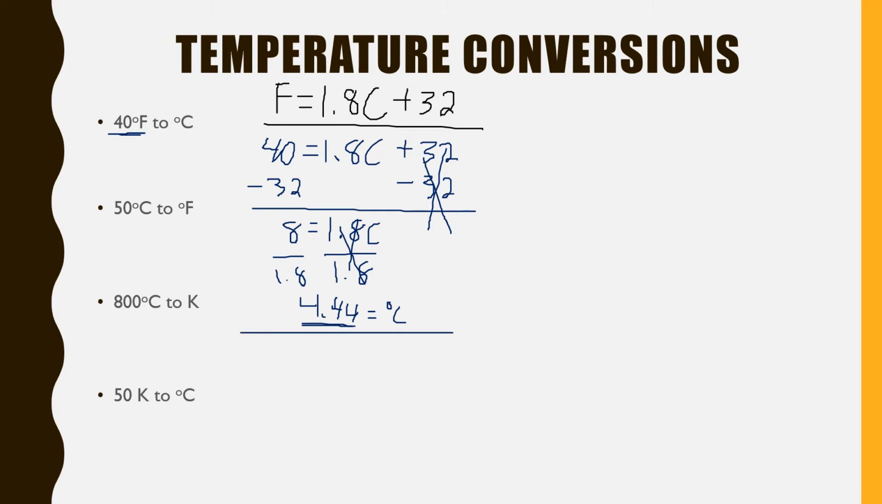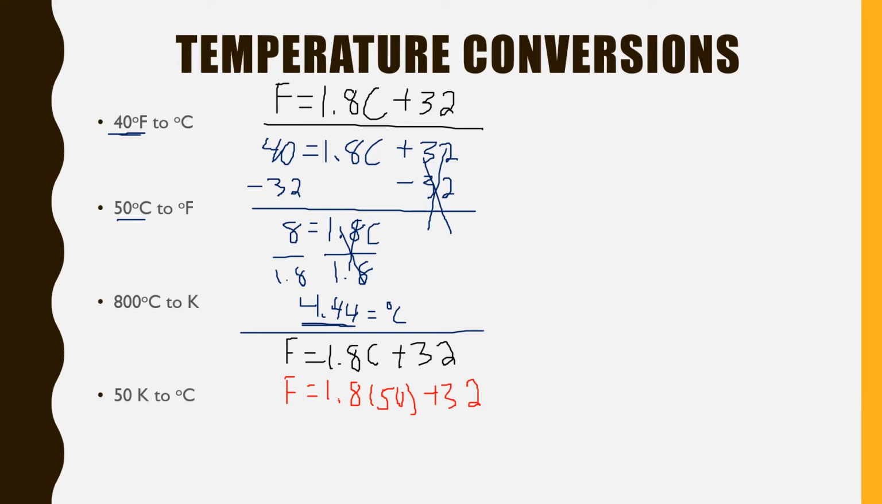Well, okay, what if I had 50 degrees Celsius and I want to know how much Fahrenheit that was? I would still use the same equation of Fahrenheit equals 1.8 C plus 32. But this time, instead of plugging into the F, I'm going to take the 50 and plug it into the C. We're solving for the F, so it's going to stay a variable. 1.8 times 50 plus 32.